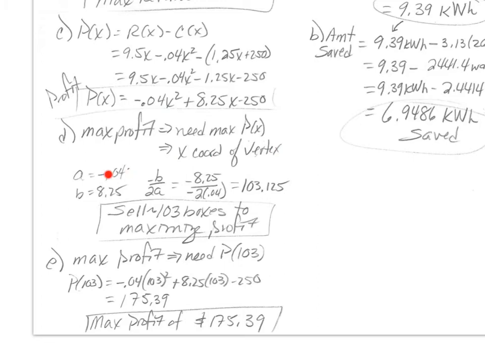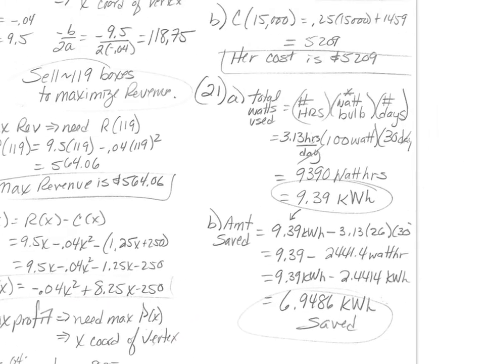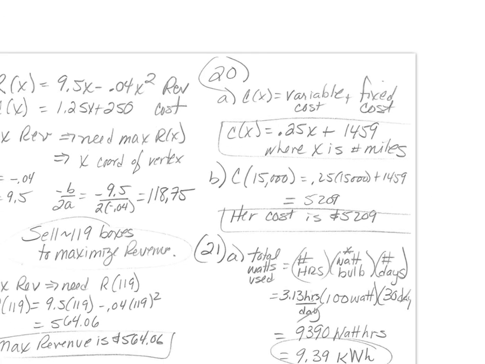So pull the a and b off of the profit function, negative b over 2a, and you get this value. Go ahead and round it using rounding skills, about 103 boxes. You want to know what the maximum profit is. Because we rounded it here, we use that number of boxes to actually calculate that profit and get 175.39. And yes, you need to have it in dollars and cents, so round to the nearest penny.